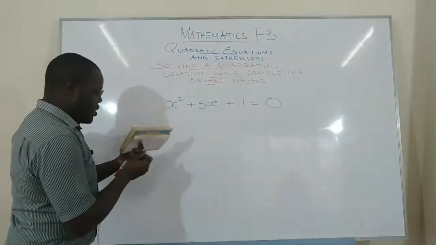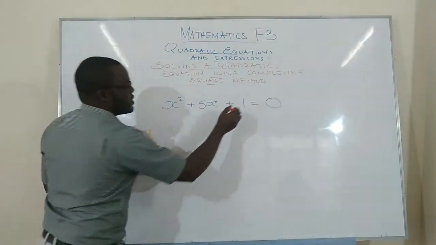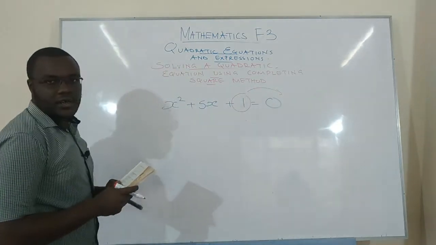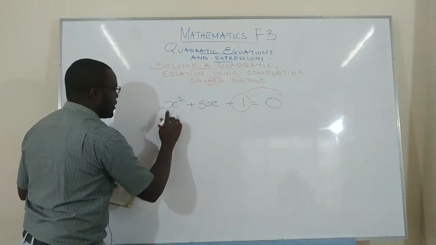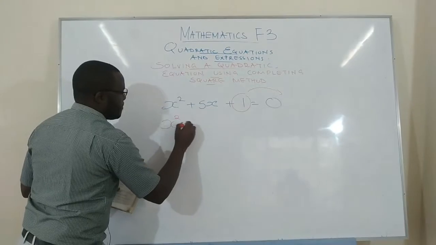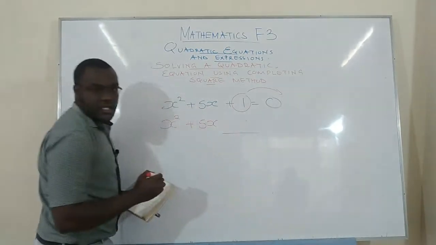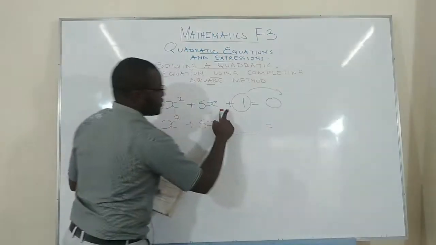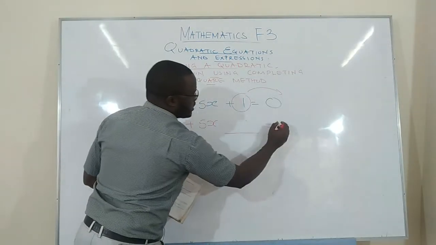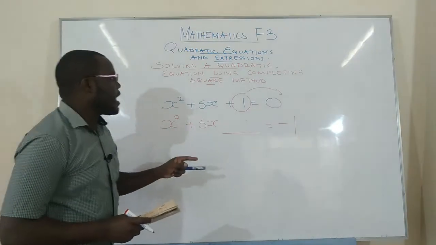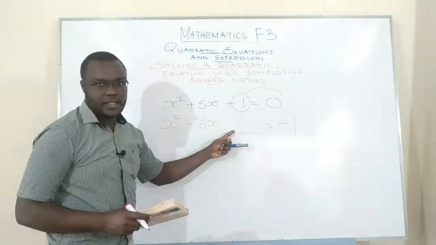Number one, we first eliminate this value of c by taking it to the other side of the equation. So now we have x squared plus 5x, there is no c, is equal to, this was positive 1, so moving to the other side it becomes negative 1. So once you do that, I have eliminated the c.